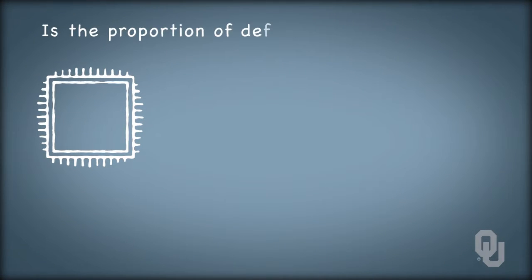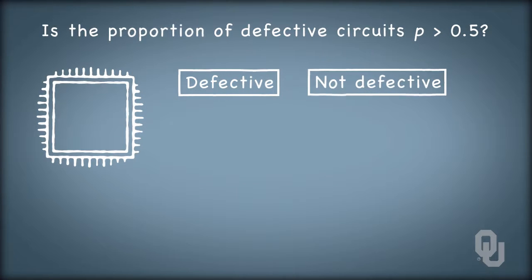We may ask a question like, is the proportion of defective circuits greater than 0.05? We can collect a sample of circuits, and each of those circuits will fall into one of two categories, defective or not defective. We can then estimate the population proportion with the sample proportion, p hat, and then ultimately compare p hat to the hypothesized proportion, 0.05, with the test statistic.